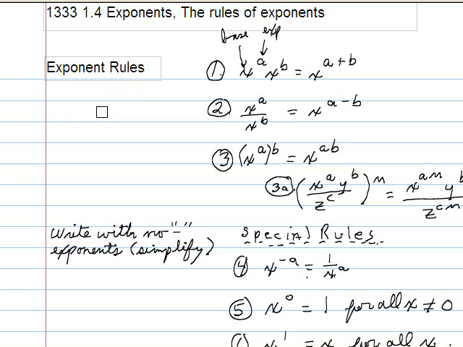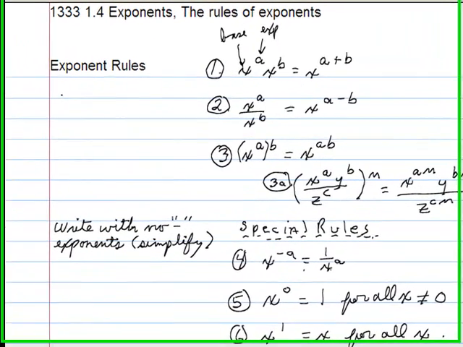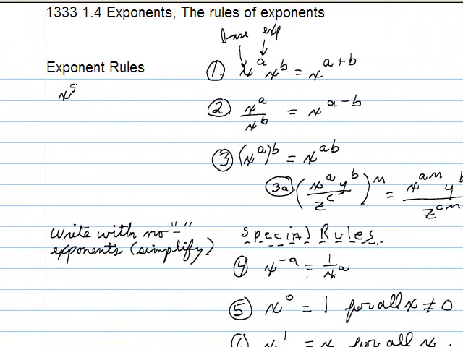Okay, let's move on. What happens if we do the opposite operation? Instead of multiplying 2 exponentials with the same base, we divide 2 exponentials with the same base. Well, then in a sense we get the opposite result. Instead of our exponent being a plus b, we get an exponent that's a minus b. So let's test that out. Suppose we had x to the 5th divided by x squared. According to the rule, that should give us x to the 5 minus 2, and 5 minus 2 is 3.